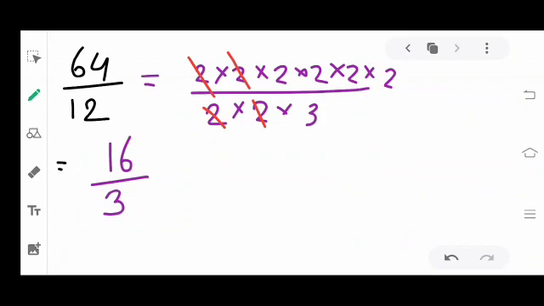See students, you can do this, you have to write the fractions, and this is the last sum of our video. I hope you are doing very well and that your concept of numerator, denominator, equivalent fractions, plus lowest form is completely clear in your mind. Thank you.